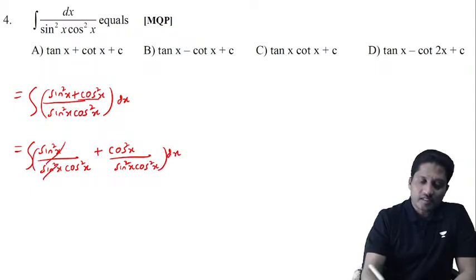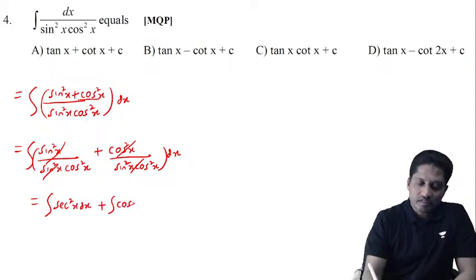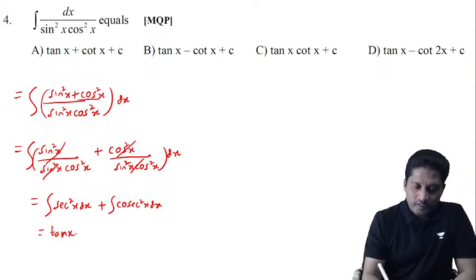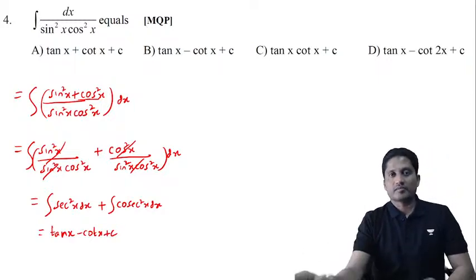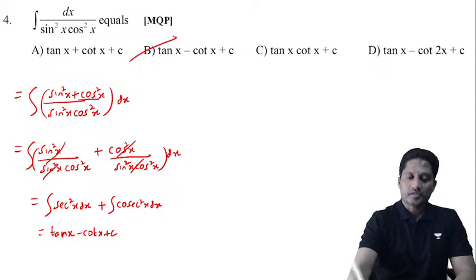Right, I'm going to cancel sine square, I'm going to cancel cos square. 1 by cos is sec, you get sec square x dx, and 1 by sine is cosec, you get cosec square x dx. Integration of sec square x is tan x, right? And integration of cosec square x is minus cot x. So you get tan x minus cot x plus c. Answer is option B.